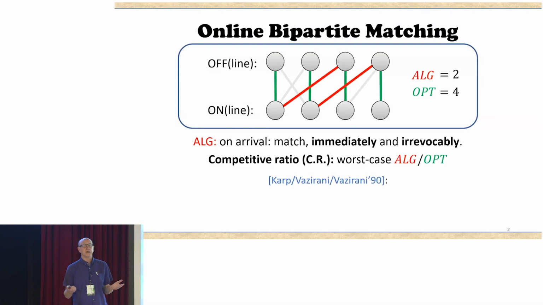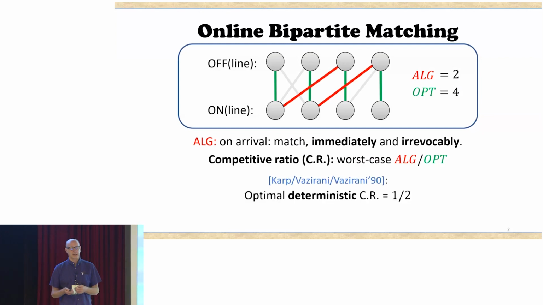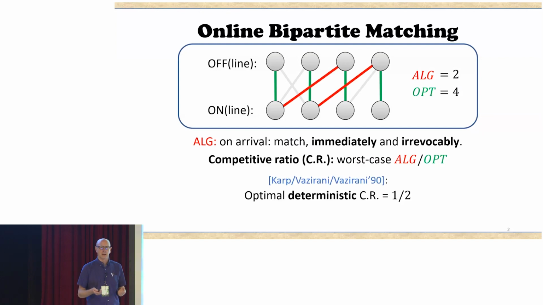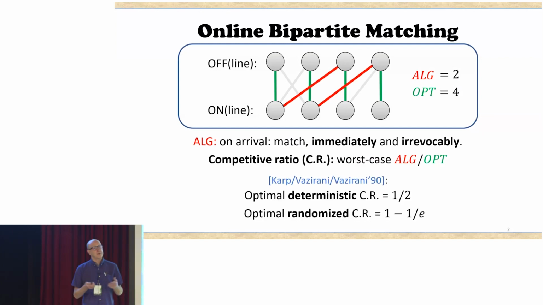This problem was introduced more than 30 years ago by Karp, Vazirani, and Vazirani. It has become a very fundamental problem in online algorithms. One half, what we've just seen, is best possible for deterministic online algorithms. And the very interesting result of KVV is that a randomized algorithm can get a competitive factor of 1 minus 1 over e, using a very simple idea: we first pick a random permutation of the offline vertices and then run a greedy algorithm according to the priorities defined by the random permutation.